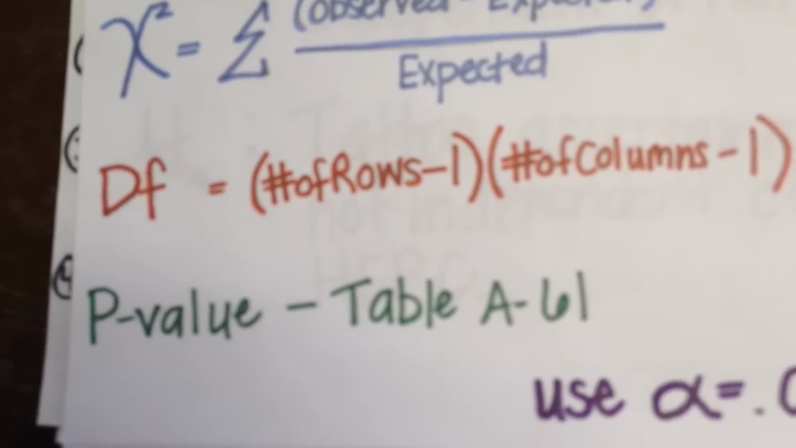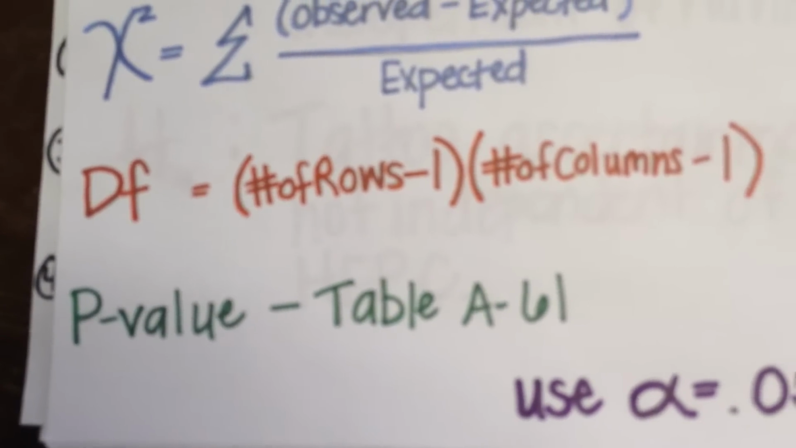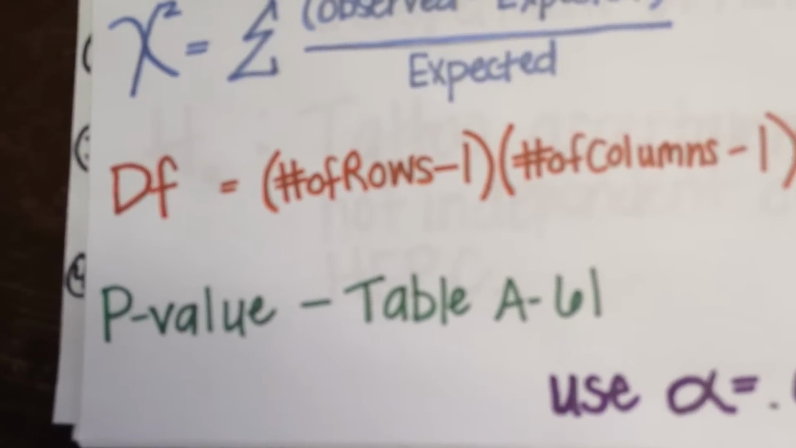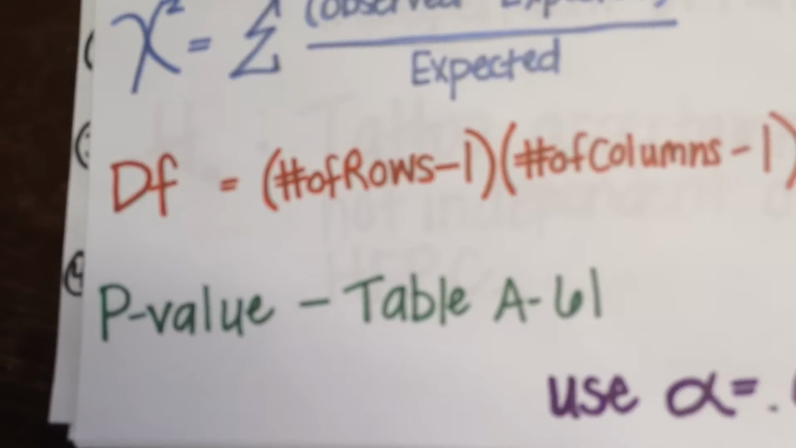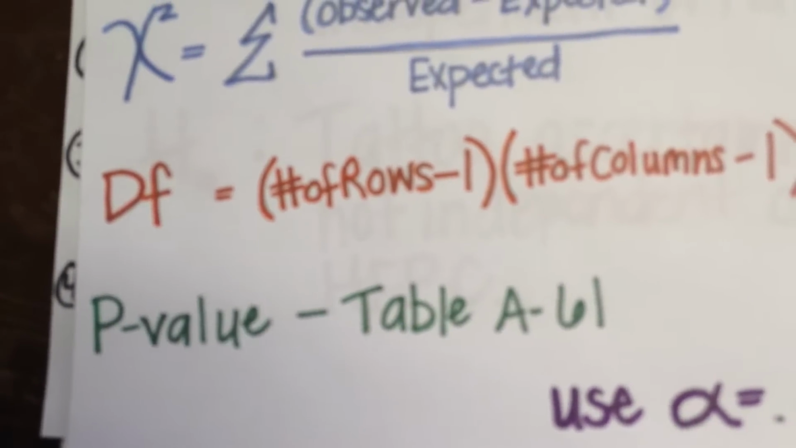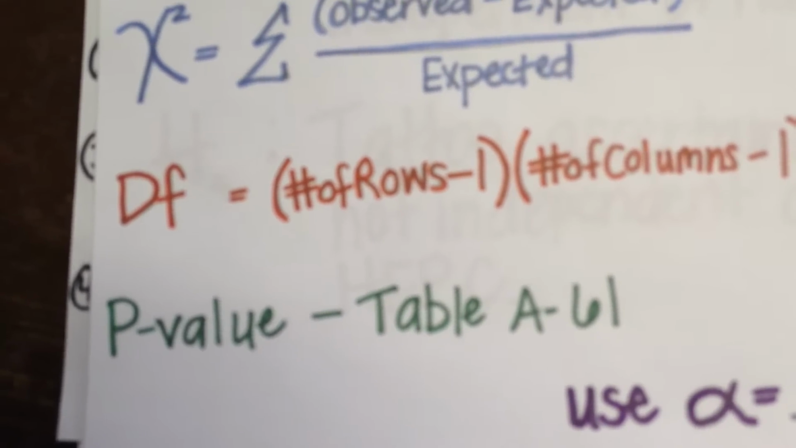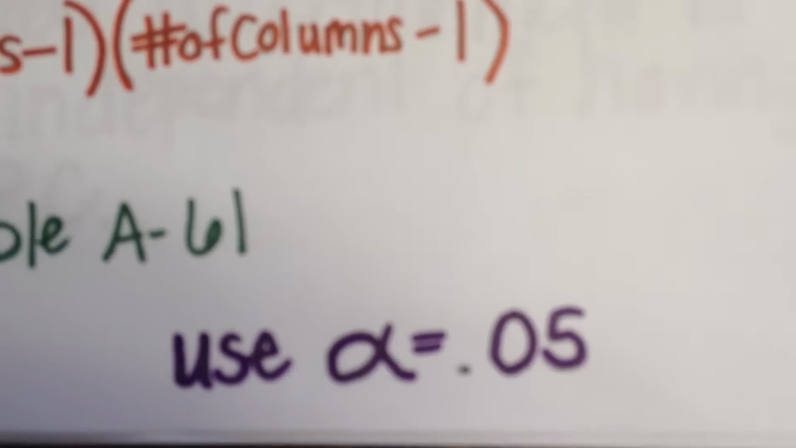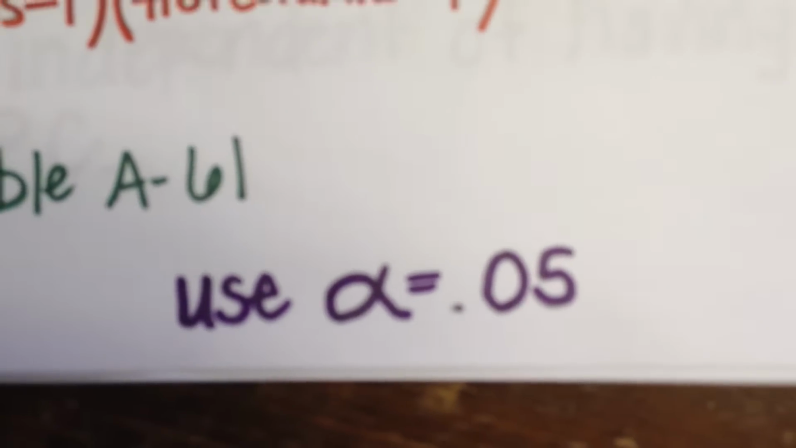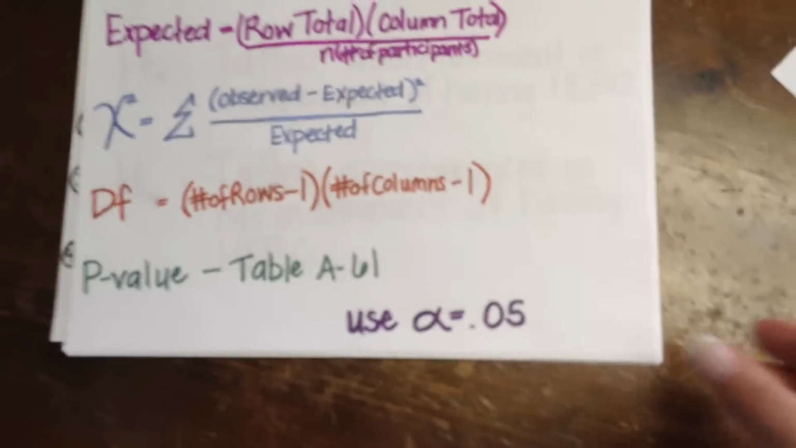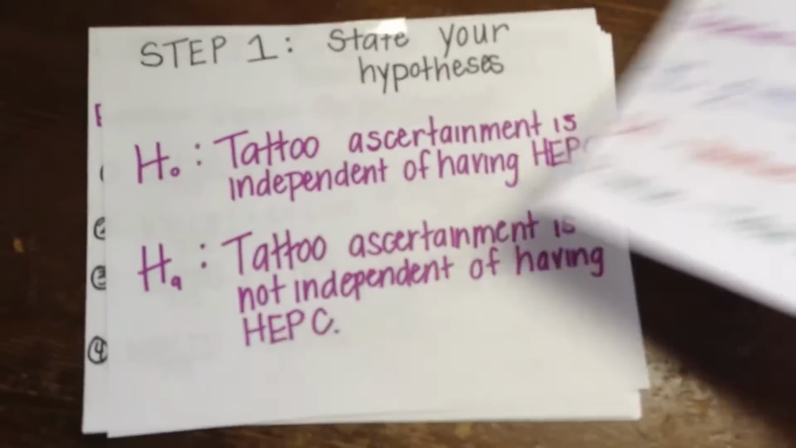Your p-value will be obtained from table A61 in the loose leaf textbook. Be aware that this might vary depending on which textbook you have. Feel free to Google the chi-square chart as well. For this problem, we will be using the alpha of 0.05. Let's move on to our first step.